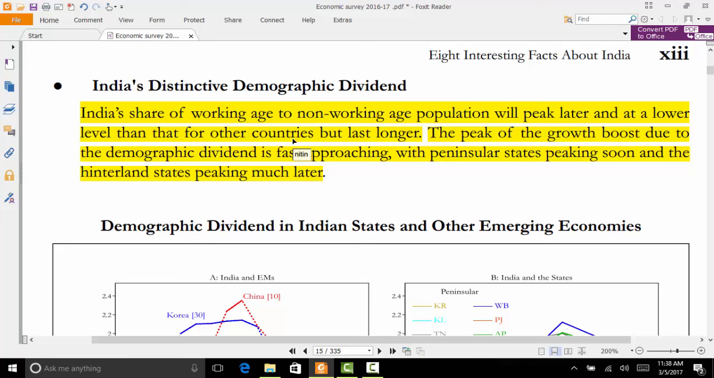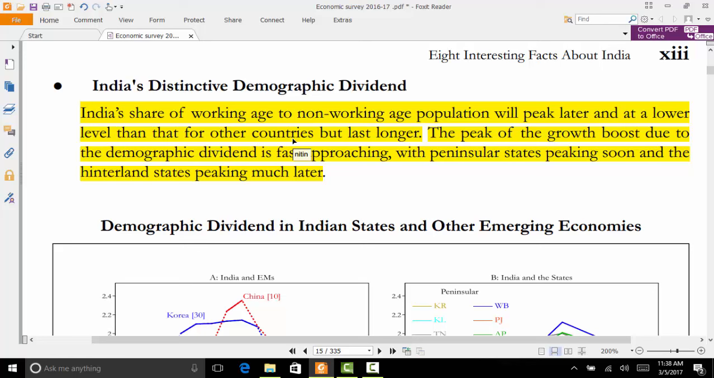So it tells about demographic dividend, demographic potential, working age to non-working age population ratio. What it says is that this ratio of working age to non-working age population will peak later and at a lower level than other countries, but last longer. Means the peak will be later and at a lower level as well. We won't peak to the same level as other countries have done. So our peak will be at a lower level, but it will last longer. Means this higher level of peak in our country will be for a longer period of time, so we'll keep on getting that benefit for a longer period of time.